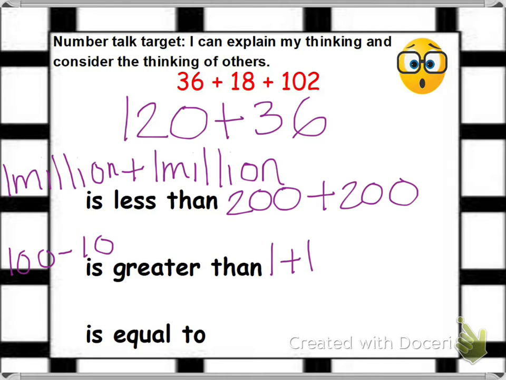Next one, 120 plus 36 is equal to 156 plus 0. 120 plus 36 is equal to 36 plus 120. These are all different ones that you could have done, of course. Those that you might have said might have been a little bit different, but that is okay as long as they made sense. And they still made it true.